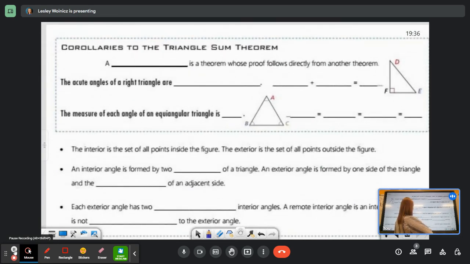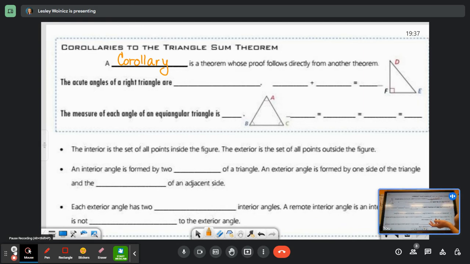Corollaries to the triangle sum theorem. A corollary, it's a fun word to say. Corollary. One R, two L's. It is a theorem whose proof follows directly from another theorem. So they're kind of like logical consequences of another theorem. Now that we have the triangle sum theorem, there are some other theorems that we get just because we already have that one. They're kind of like bonus.